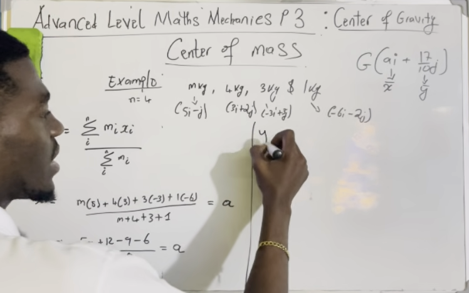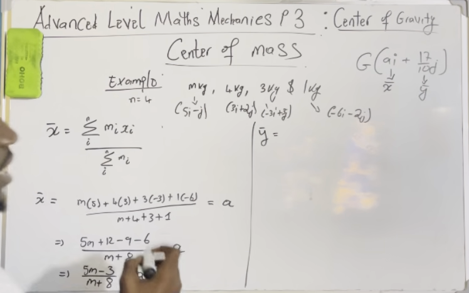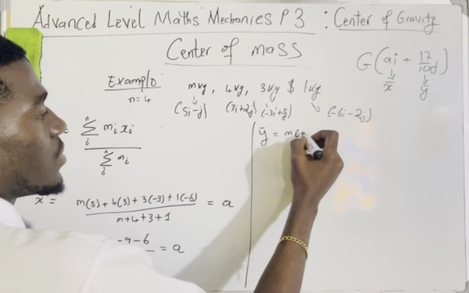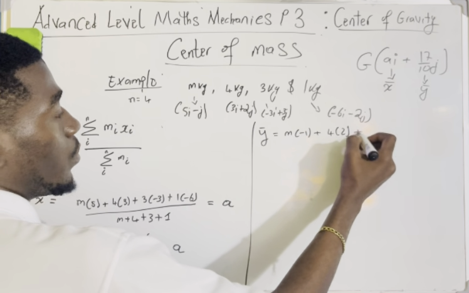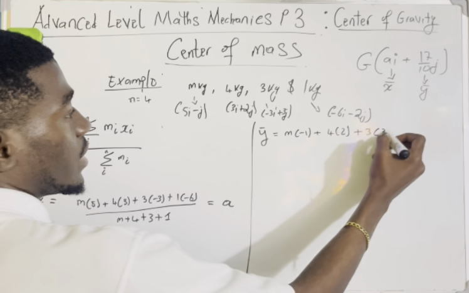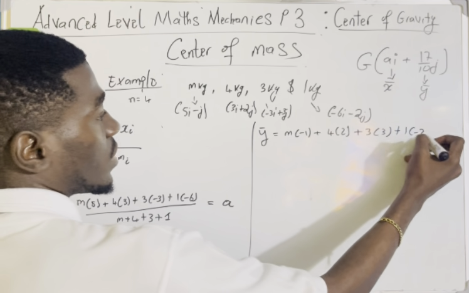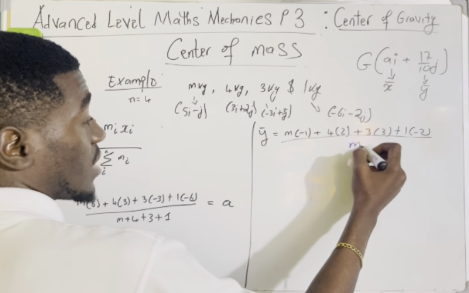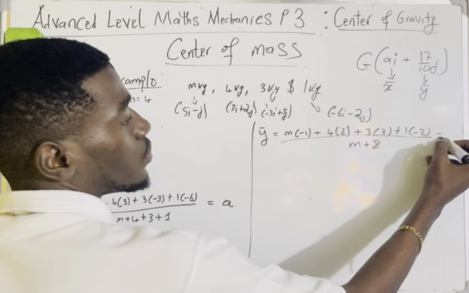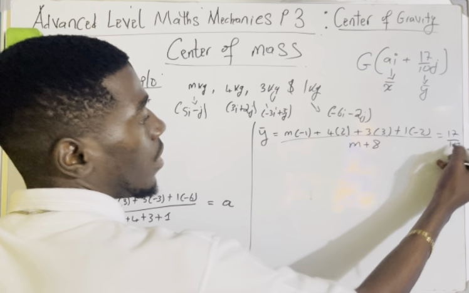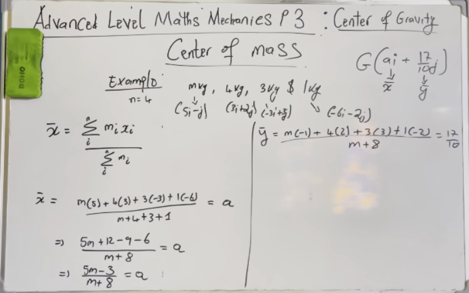Now let me take now y bar. Y bar now will be what? Will be m into -1 plus 4 into 2 plus 3 into 3 plus 1 into -2, all divided by the same mass, m plus 8, because it's the same mass here. Should give us what? Should give us 17 all over 10, because that is y bar, right?